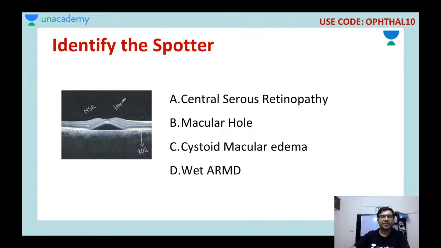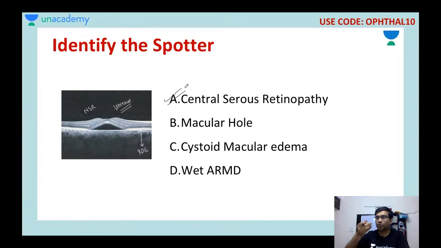This area is the vitreous cavity. You are seeing a serous accumulation between the neurosensory retina and the RPE. What is this called? This is called central serous retinopathy. Central serous retinopathy is more commonly seen in patients who are type A personality, young patients, and who have had exposure to steroids.